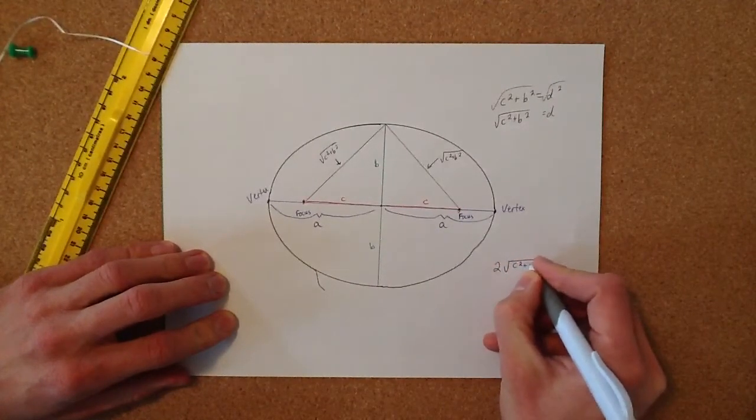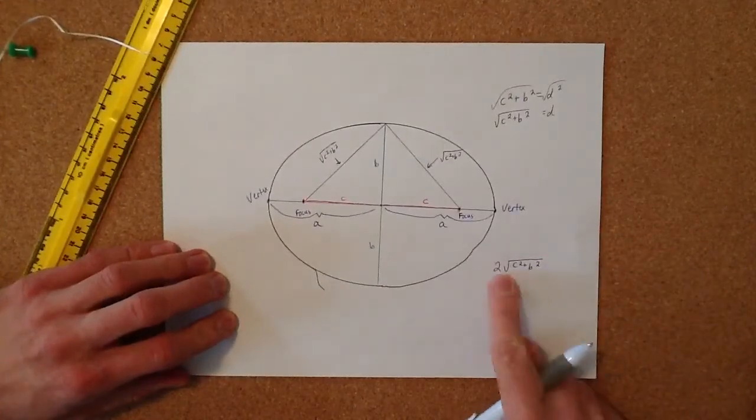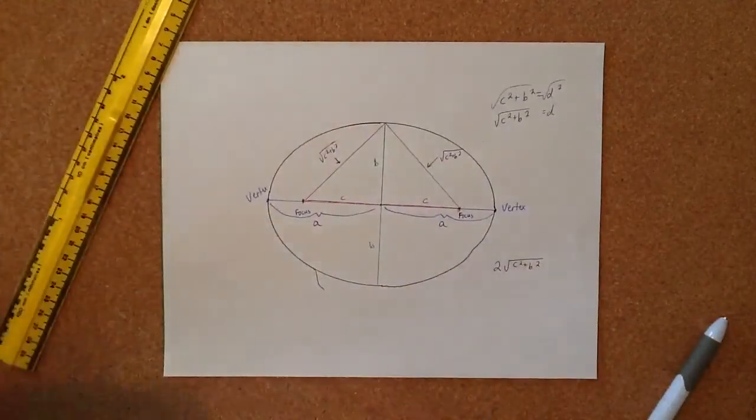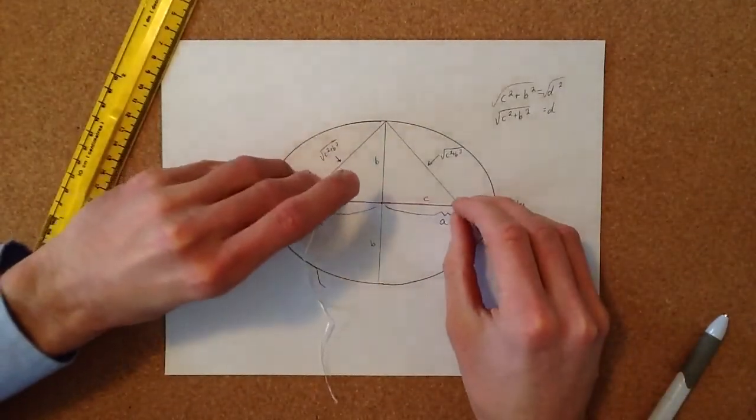2C squared plus B squared. Okay, this is the length of our dental floss. Well, let me tell you what else is the length of our dental floss. If I can kind of set this thing back up.